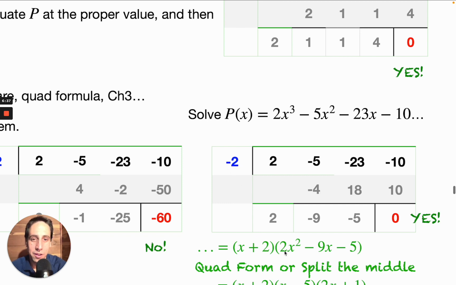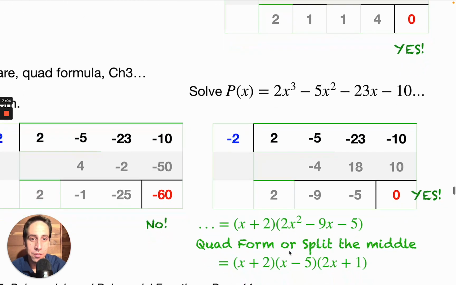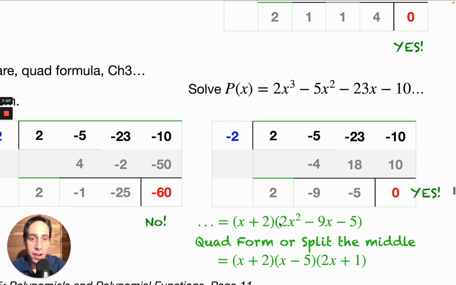So then I translate this 2, negative 9, and negative 5 into 2x squared minus 9x minus 5. That's what that means. If I were to multiply, using the box method, for example, then I would get back to this. But I'm that much closer to solving it because I have it factored. And now I can use all of chapter 3 to split the middle or use the quadratic formula to figure out how to factor this second part.